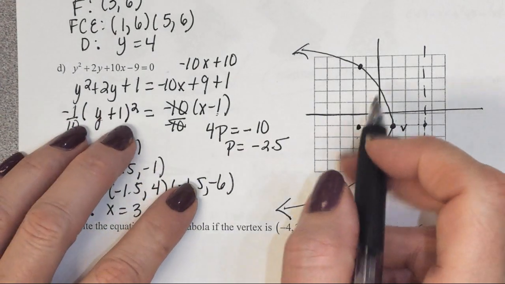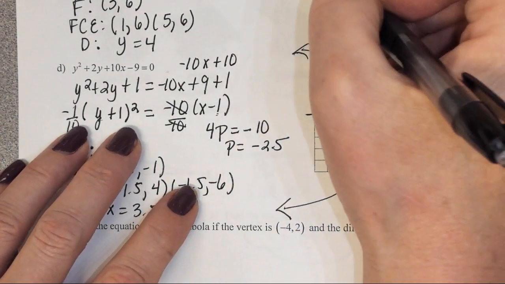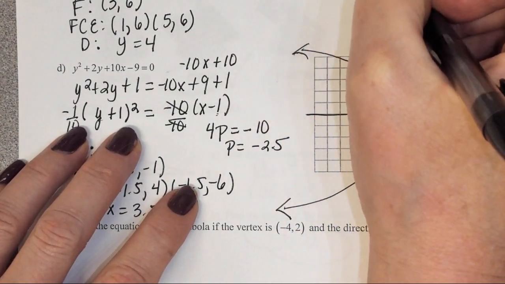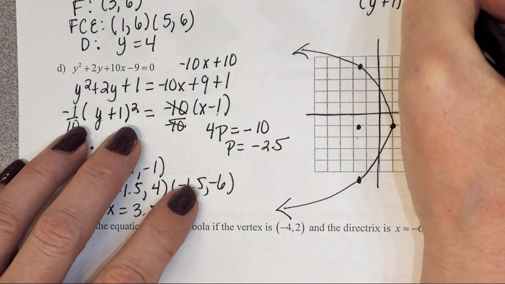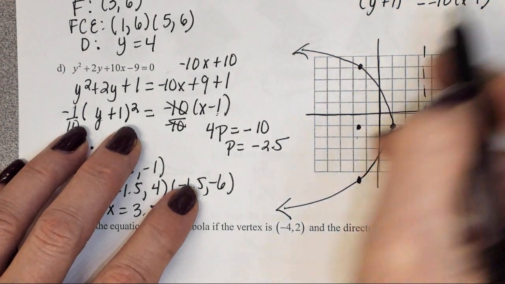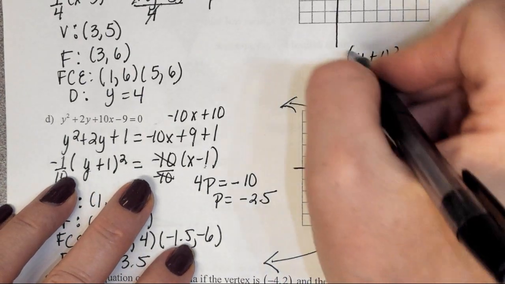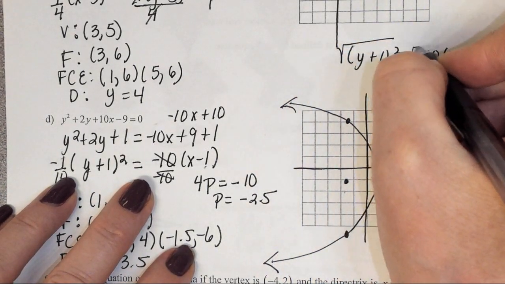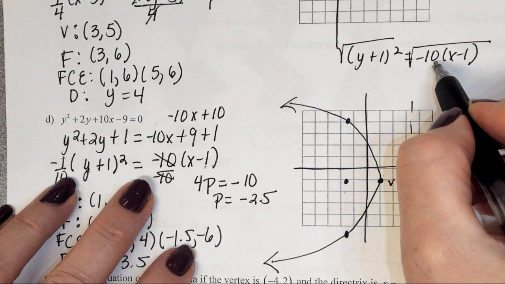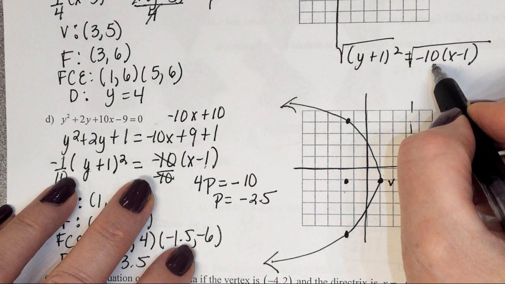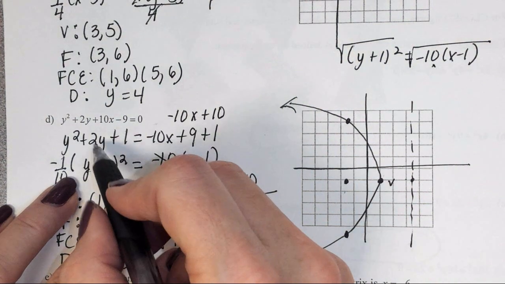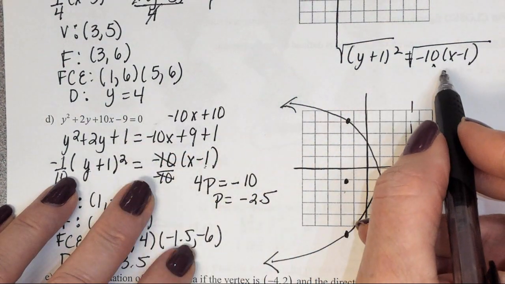Let me go back and show you something kind of neat. When I had this in the form y plus 1 squared equals negative 10 times x minus 1, remember how I had it like that at one point? And then I wanted to take the square root. I wonder what the calculator will do if there's a negative under that radical, though. Do you see what I'm trying to do? I'm trying to solve this for y equals.